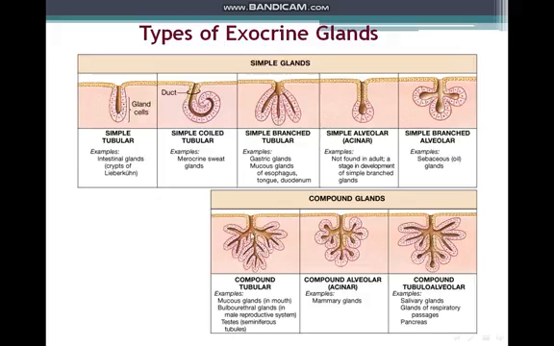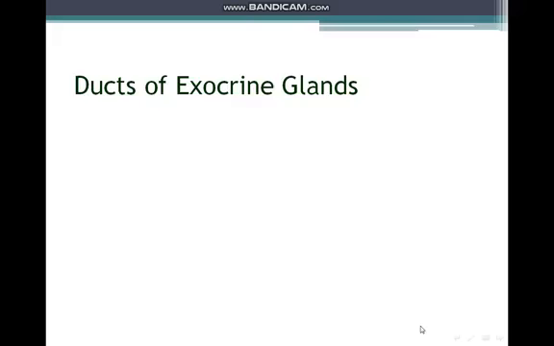and we have compound tubular, such as found in the bulbourethral gland in the male reproductive system, and we have a compound alveolar acinar gland, such as in the mammary gland, and we have compound tubulo-alveolar, such as in the salivary glands, the glands of the respiratory system, and the pancreas.